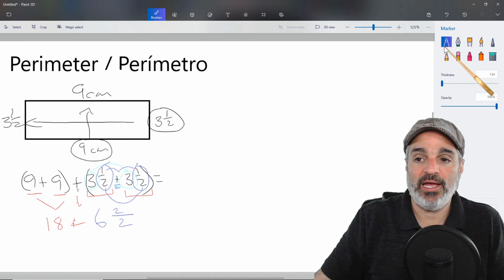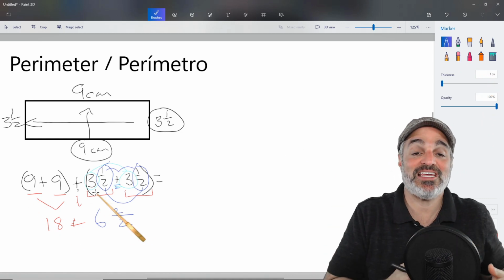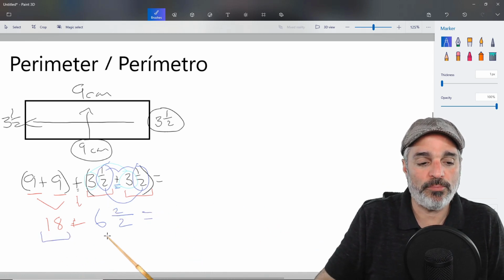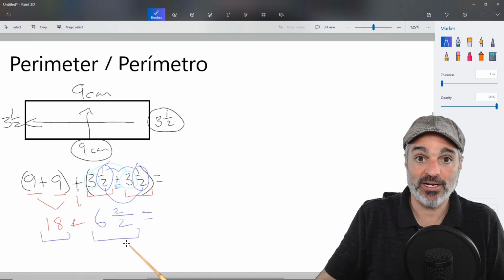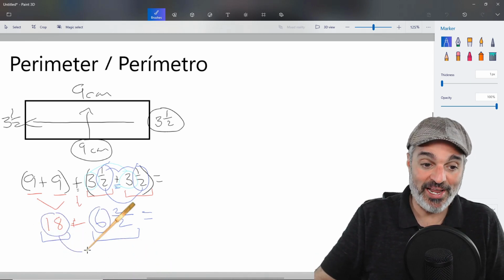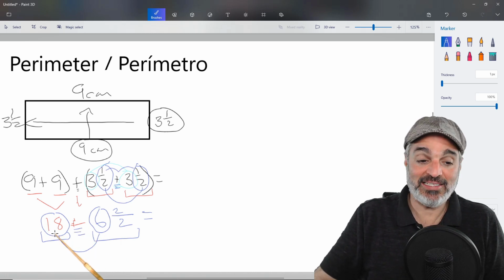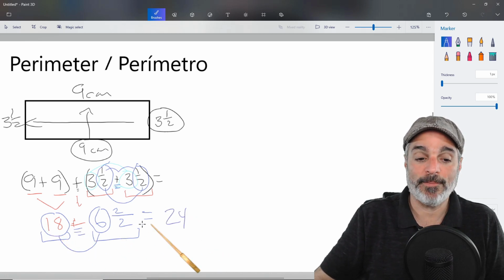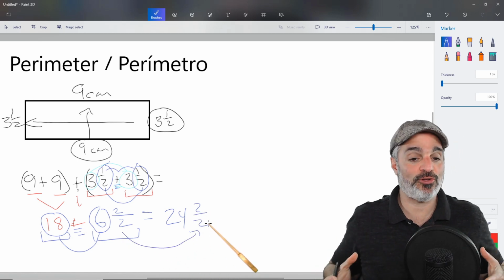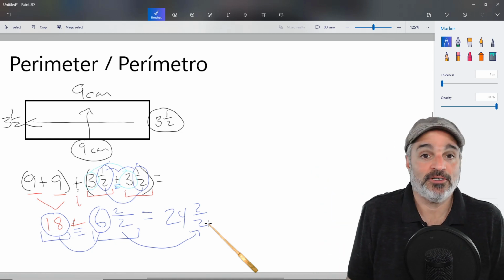So 3 and 1/2 plus 3 and 1/2 became 6 and 2 over 2. And now what do we have? We have a whole number here and we have a mixed number here. Again, what can we do with the whole numbers? We can go ahead and add them because we're adding. And 18 plus 6 is 24. And then this fraction, I can write it over here. So the result is 24 and 2 over 2, or 2/2.